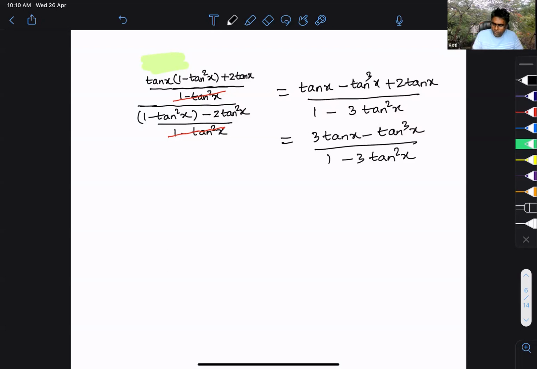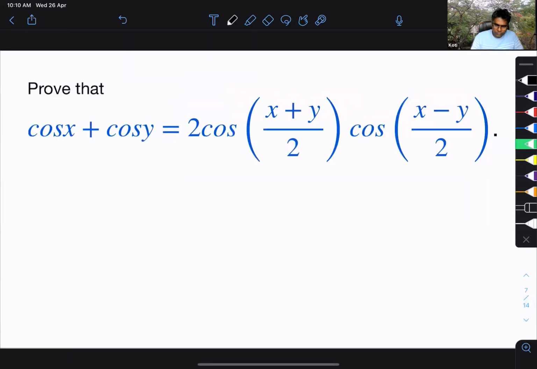Okay, so if there are no questions, let us move on. Again, these are extremely useful. You use them regularly, so use this regularly. So what are we saying here? cos x plus cos y is 2 times cos of (x plus y) by 2 multiplied by cos of (x minus y) by 2. Okay, so how do we understand that?